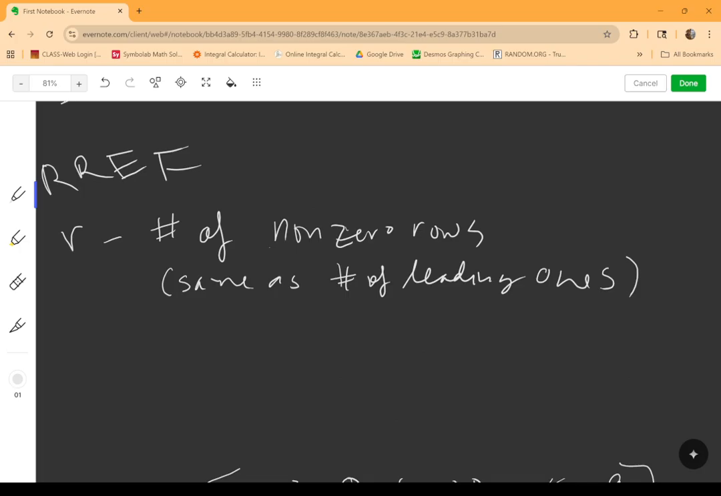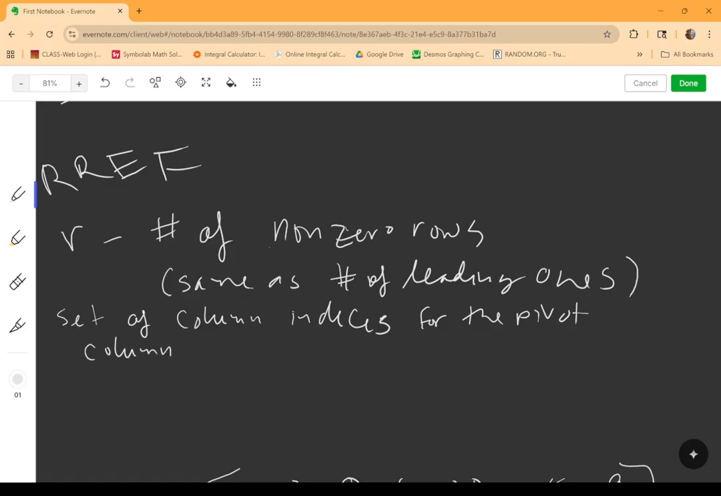Now we're going to define two sets. We're going to define the set of column indices for the pivot columns, which will be denoted by D. Here we'll have D1, D2, up to D sub r. r is the number of non-zero columns, and that's also the number of elements in this set D.